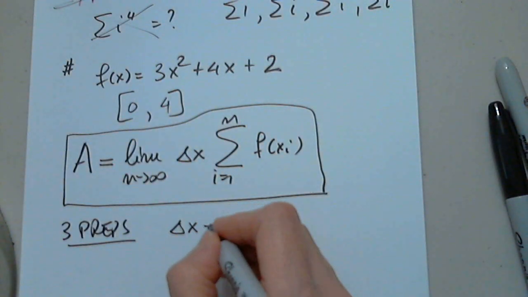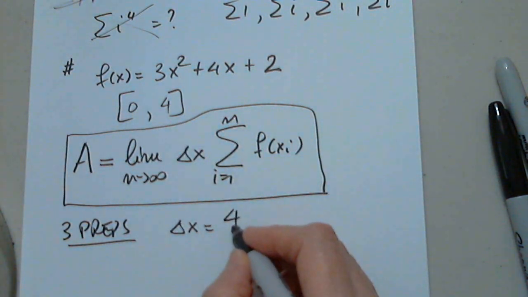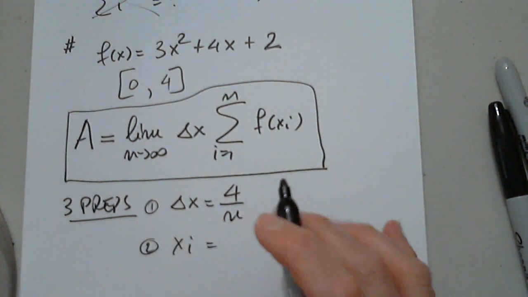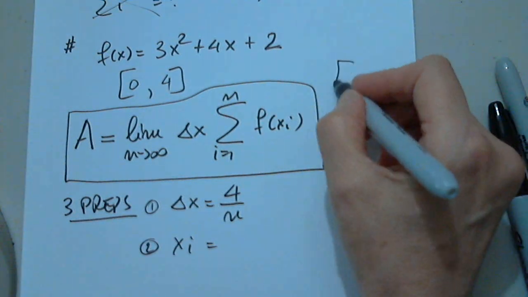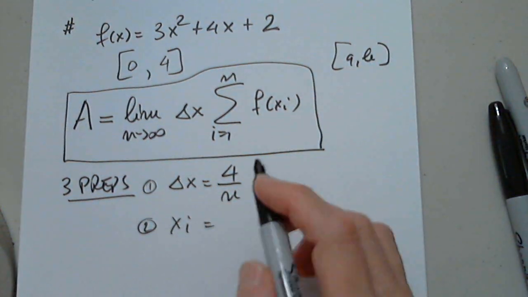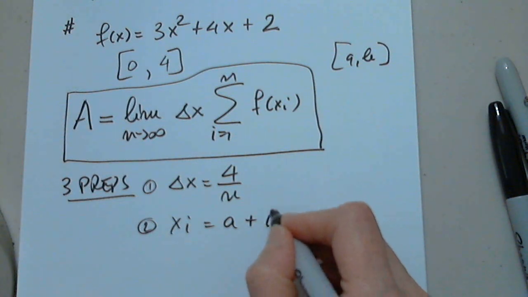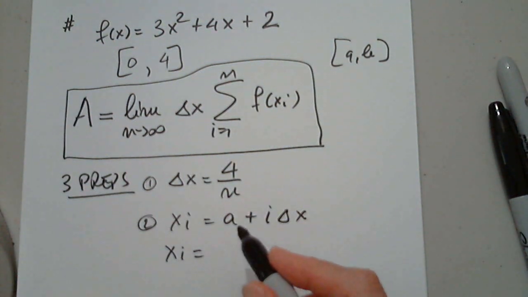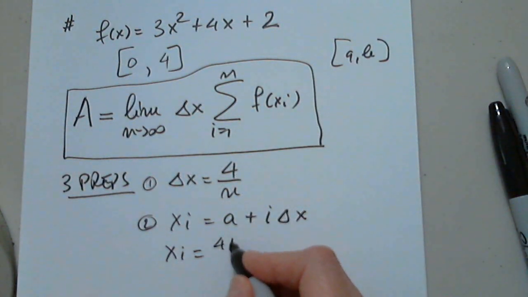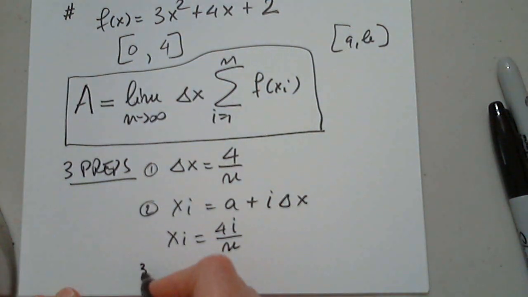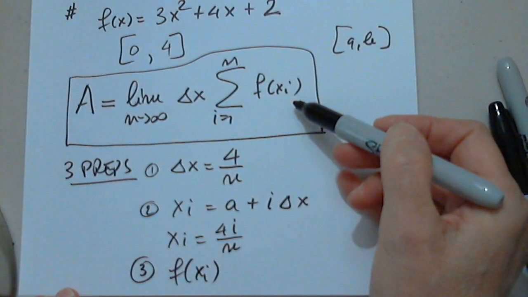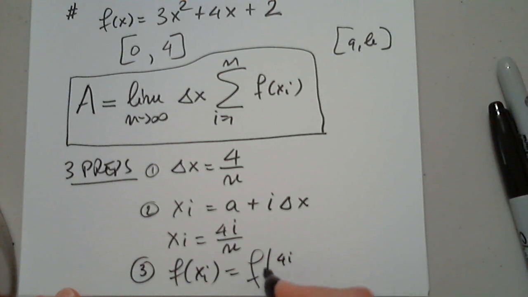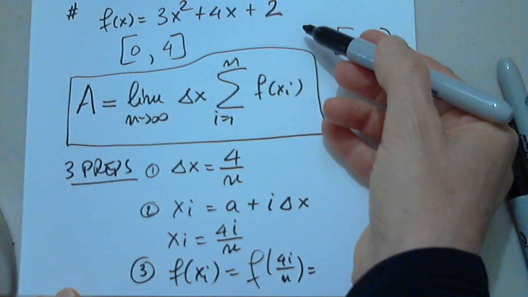First of all, I have to have delta x, which is b minus a over n. So that's my first prep. My second prep has to be xi, which by definition has to be this. So if the interval is a comma b, xi will always be a plus i delta x, always. Then in our case, xi will be 0 plus i times this, so it's only 4i over n. And in step 3, I have to find f of xi. All I have to do is plug this in. So f of 4i over n, plug it in the function.